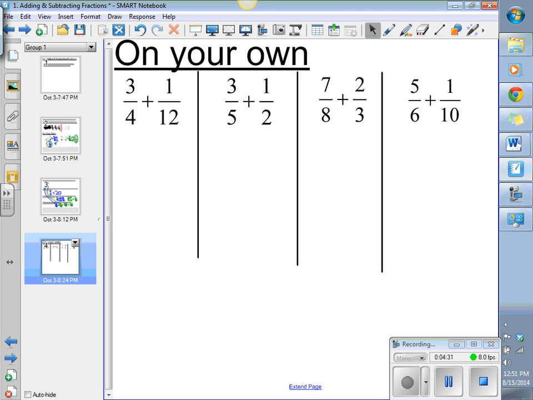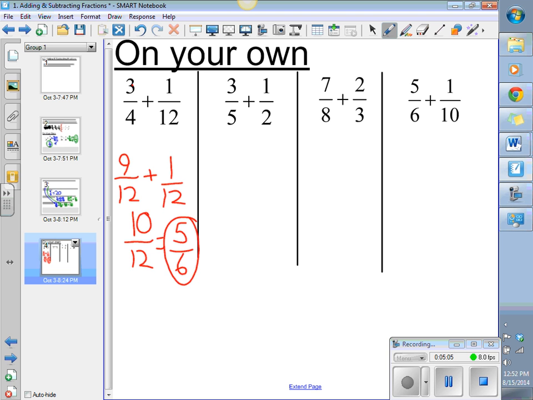So now's a good time for you to pause the video and try these 4 problems on your own, because I'm going to keep going and do the answers right now. So 3/4 plus 1/12. I know that the common denominator is going to be 12. 1/12 stays the same. 4 times 3 is 12, so 3 times 3 is 9. Add these up, we get 10 for the top. 12 stays the same. We go to lowest terms by dividing each part by 2 to get 5/6.